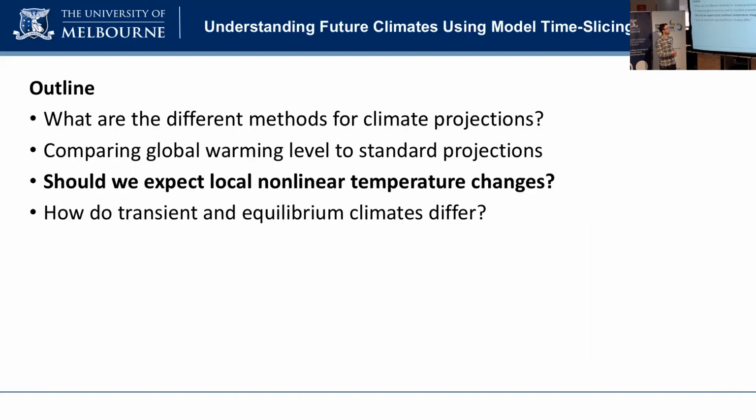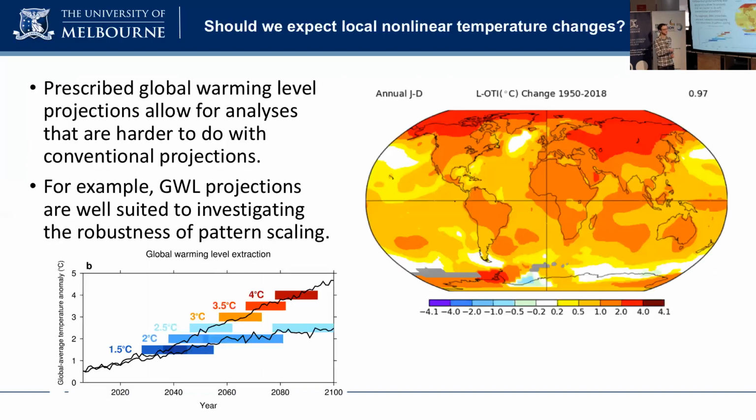Okay, so I'm now going to utilize these global warming level projections a bit more to show some of the benefits of using this kind of climate projection. The first thing I'm going to talk about is nonlinear change. I gave a seminar last year which used some of these results, but there will be some new results in there as well. So hopefully most of it should still be somewhat new at least.